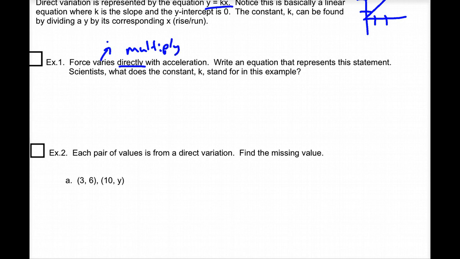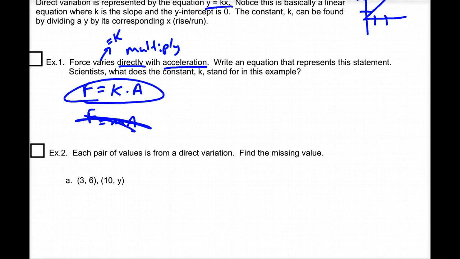And when you see varies, I want you to think equals k. So I've got force varies directly. So I'm going to multiply with acceleration. Write an equation that represents the statement. Well, there it is. Force equals k times a. If I ask a scientist what the constant k stands for, well, force equals mass times acceleration. So k in this case would be whatever the mass was you're dealing with. Main thing is varies is equals k, direct is multiply.